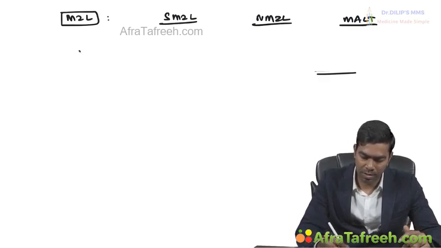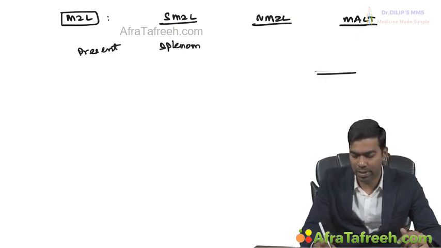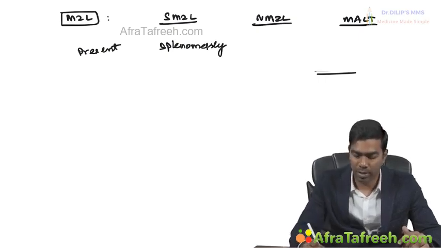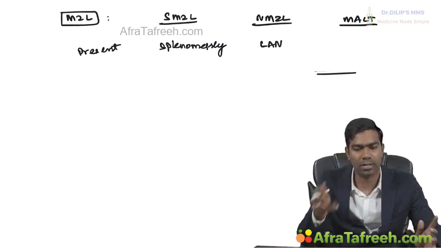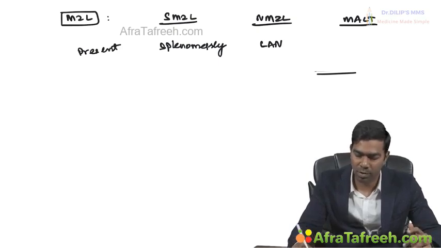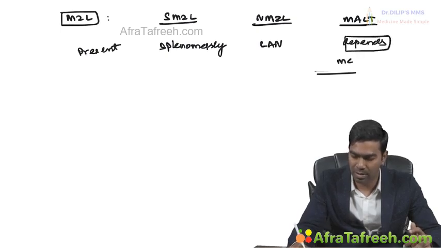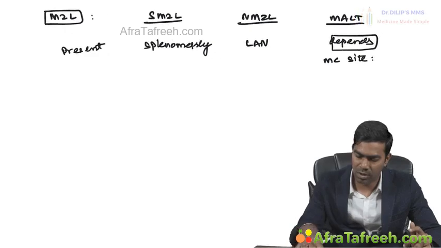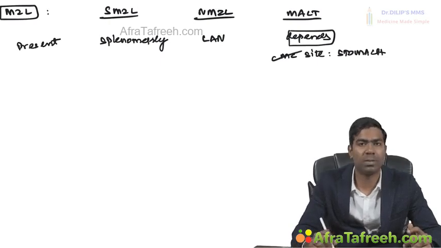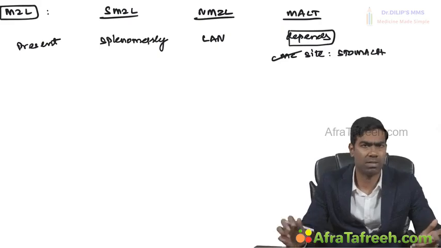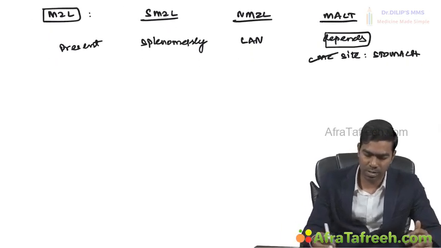So how do they present clinically? Splenic marginal zone lymphoma is going to present with splenomegaly, no brainer. Nodal marginal zone lymphoma is going to present with lymphadenopathy, again a no brainer. MALT lymphoma depends on the site, and if you ask me the most common site for MALT lymphoma, the answer will be stomach, presenting with features like dyspepsia, bloating, fullness, abdominal pain, depending on the site.